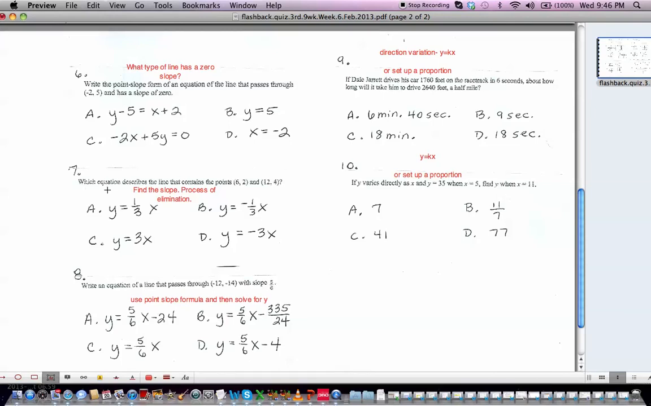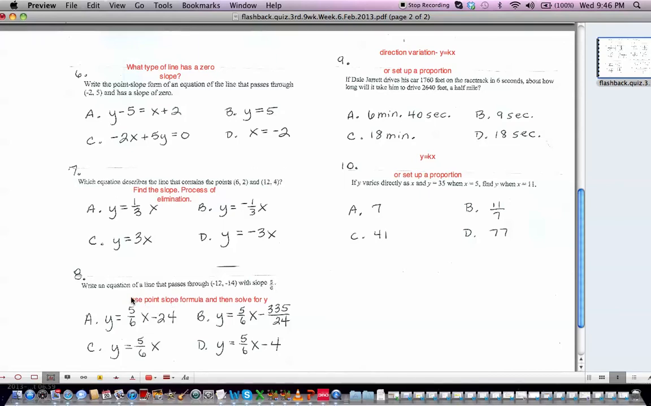Number 7. Which equation describes the line that contains the points 6, 2 and 12, 4? All right, what you're going to do, first find the slope. Use the slope formula: y2 minus y1 over x2 minus x1. That'll tell you what the slope is, and then from there, do process of elimination once you know what the slope is.